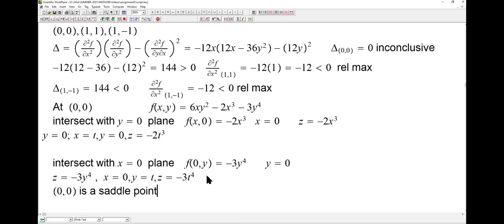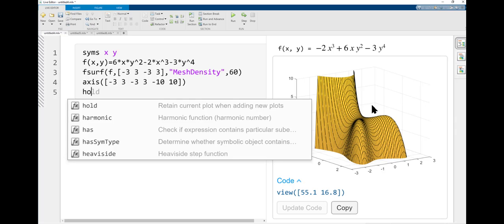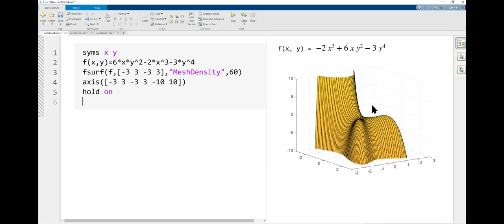Okay, so let's just go ahead and draw these two lines in our graph just to stress the saddle point. I mean, we are kind of done here anyways. So what we are going to do now is just plot those two lines in here. So the first thing I will have to do is ask it to hold on to these graphs.